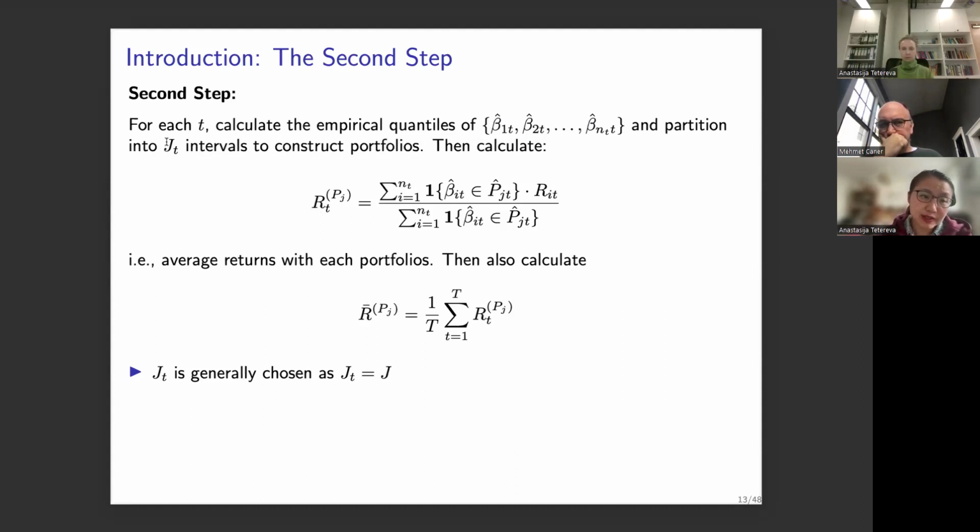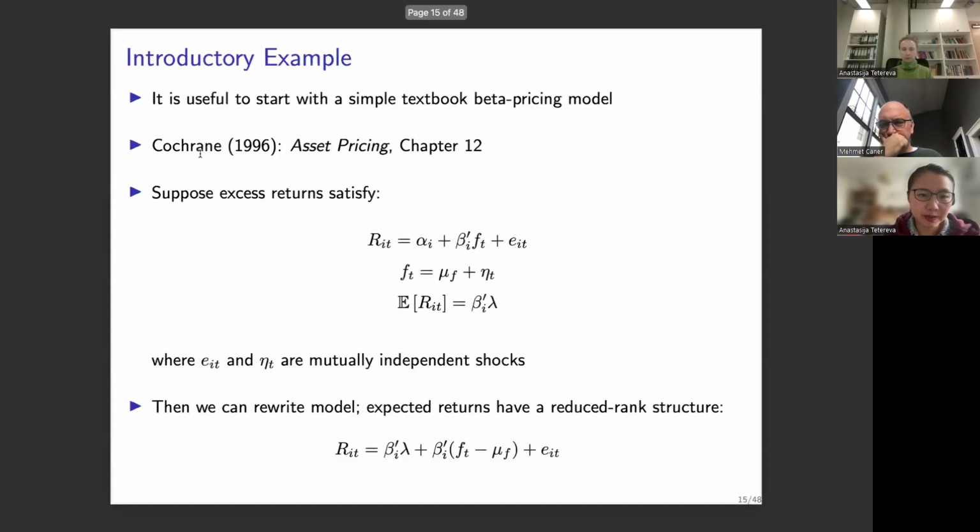And JT can be chosen differently for each time T. Again, as I mentioned, this seems to be a question like, what is the optimal JT? Or what is the optimal time length we should look at for this particular procedure?